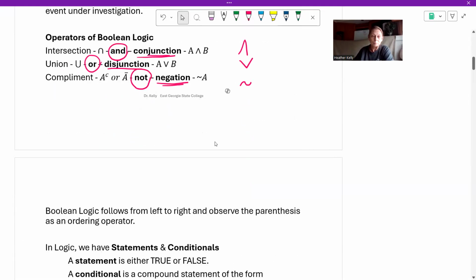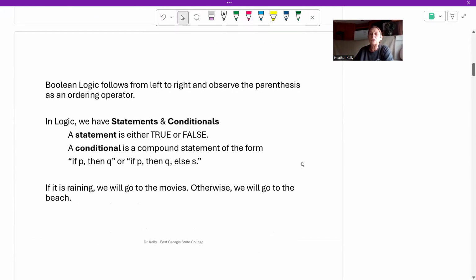Another thing that you need to know is that once we have our Boolean logic equations written out, you must read them from left to right, and we observe parentheses as an order of operations. So if you come across something with parentheses, you must figure that out before you can proceed.